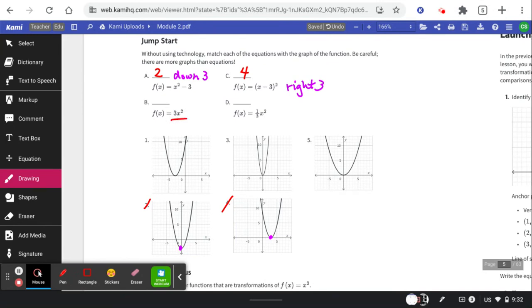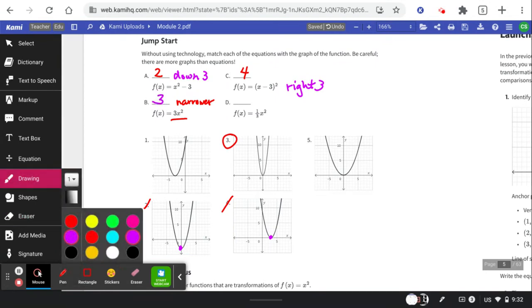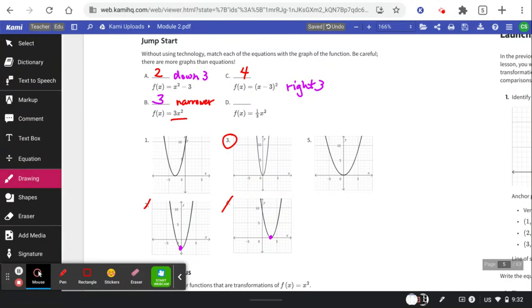Next, we have a 3x squared. That means it's 3 times as fast as our parent graph growth. And so which one looks narrower than the parent? You got it. It's graph number 3. Number 3 is narrower than the parent. It's going up 3 times as fast.